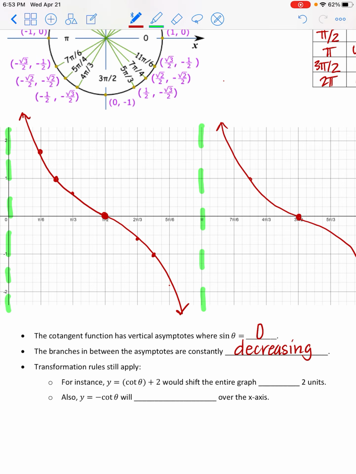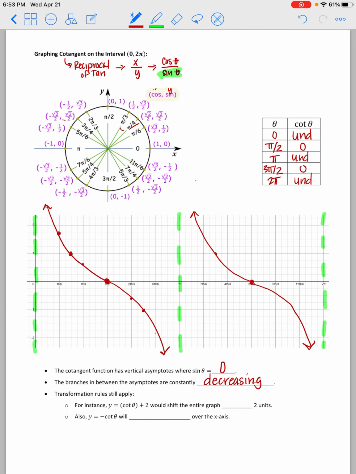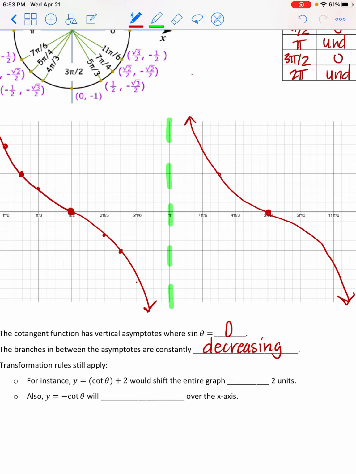Branches are constantly decreasing. And then the transformation rules, I feel like I missed a bullet. Maybe not. The transformation rules still apply. Now, we haven't really seen this transformation with the trig functions, but we know what happens when we add 2. When we add 2 after a function, it's going to make everything shift up 2 units. And then we know what happens when we put a negative out in front. It makes the entire graph reflect over the x-axis.